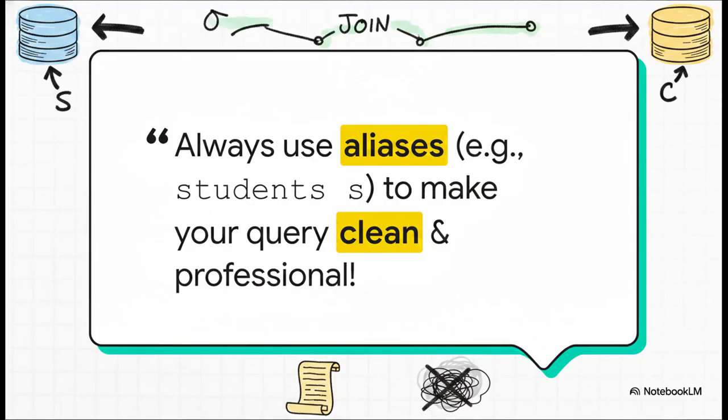And hey, here's a quick pro tip for you that's going to make your life so much easier and your code look way better. Always use table aliases. Just shorten students to S and courses to C. It just makes your entire query shorter, cleaner, and a whole lot easier for you or anyone else to read.